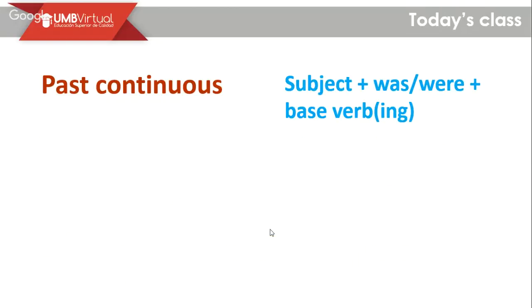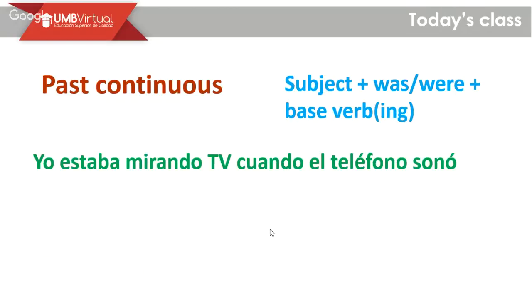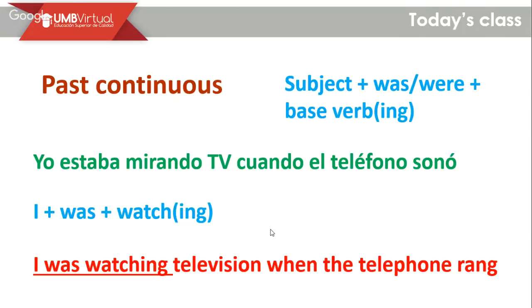To form these sentences, you need a subject, you need was or were, depending on the pronoun, and then you need the base form of the verb with ing at the end: playing, singing, writing. Let's take an example. Yo estaba mirando TV cuando el teléfono sonó. I plus was, because it's me, a singular person, and then watch, which is the base verb, plus ing. I was watching television when the telephone rang.